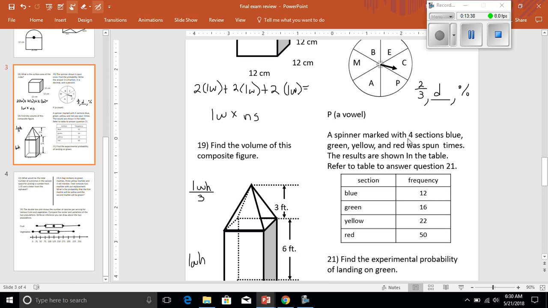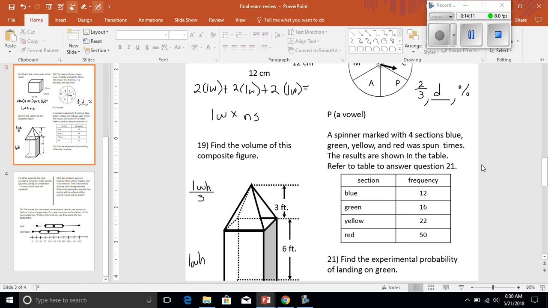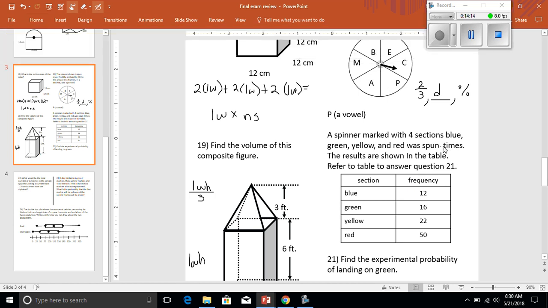A spinner marked with sections blue, yellow, green, yellow, and red was spun X amount of times. How many times is this? Well, we've got 50 plus 12 plus 22, plus 16. Well, that's going to make 34 and 30. Oh, it looks like 100 times. So let's go ahead and put that in here real quick. 100 times. There we go. It's still wanting to write.